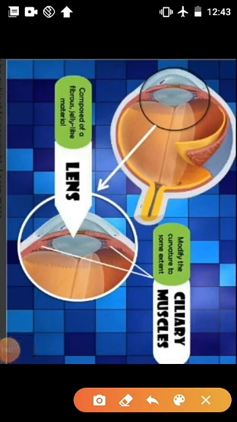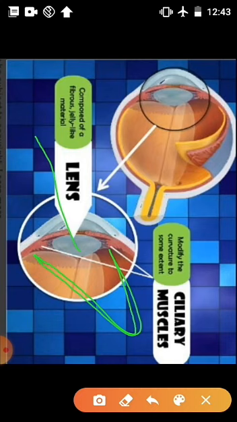And see this picture. This is the eye lens and this is the ciliary muscles. Okay, what is the eye lens made of? Eye lens is made of flexible material. Where is it located? The eye lens is located in between the ciliary muscles. Then what is the function of ciliary muscle? It helps to change the focal length of eye lens.